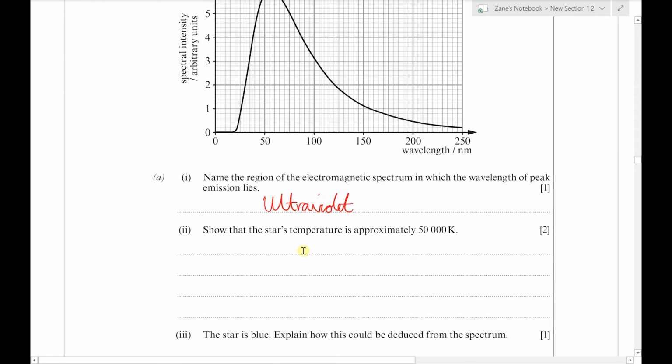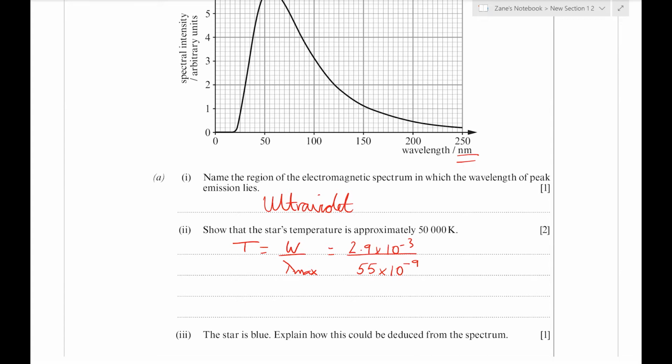Next, we're asked to show that the temperature is approximately 50,000 Kelvin. So here we can use Wien's law, where lambda max is W over T. So T is W over lambda max. W is Wien's constant, 2.9 times 10 to the minus 3. We just said that lambda max was about 55 nanometers, so we mustn't forget the 10 to the minus 9. Otherwise, we're not going to get any kind of sensible answer here. So let's put those numbers into the calculator and see what we come up with.